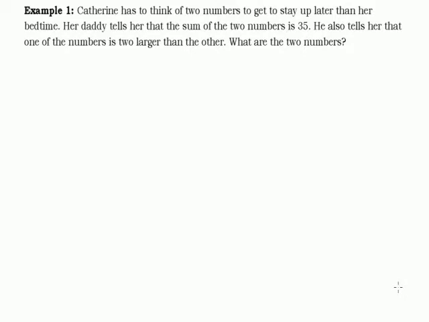In example 1, we're told that Catherine has to think of two numbers to get to stay up later than her bedtime. Her daddy tells her that the sum of the two numbers is 35. He also tells her that one of the numbers is 2 larger than the other. What are the two numbers?